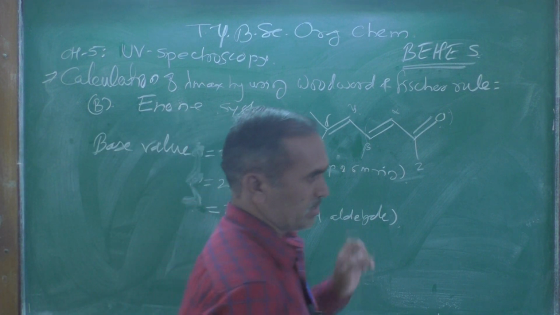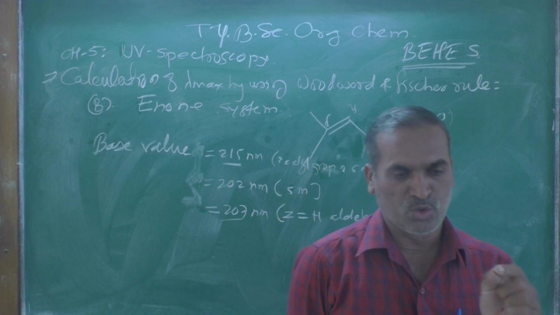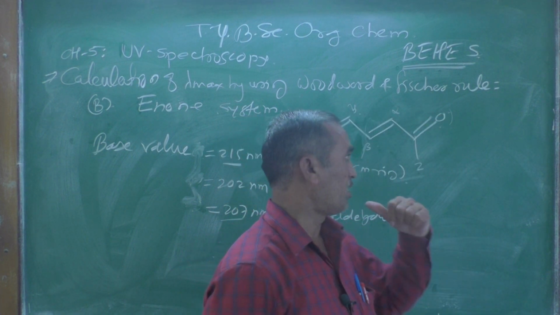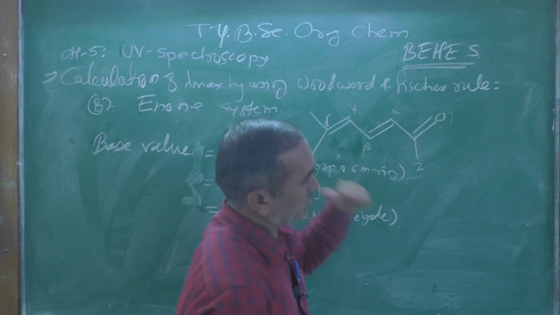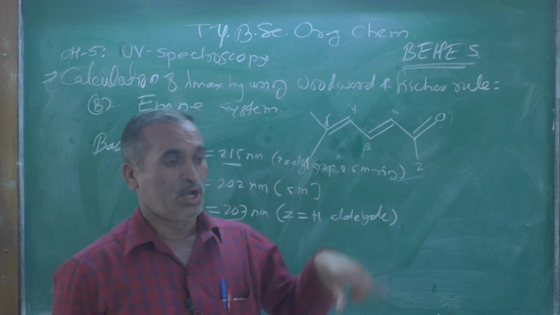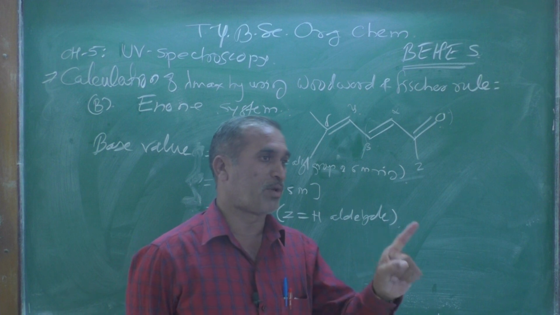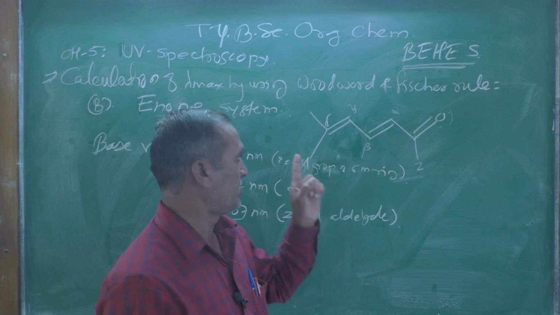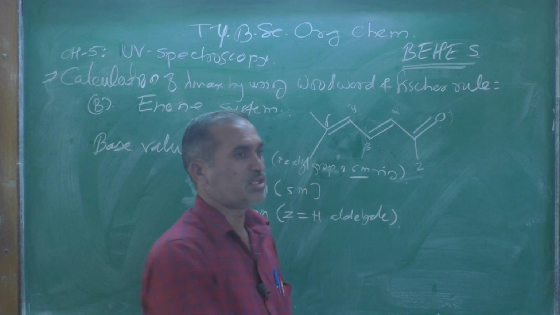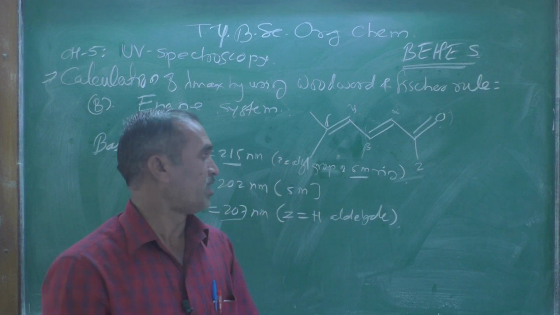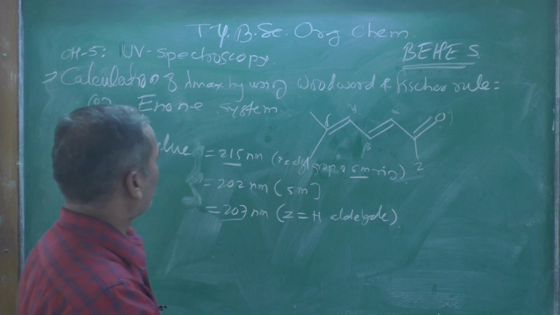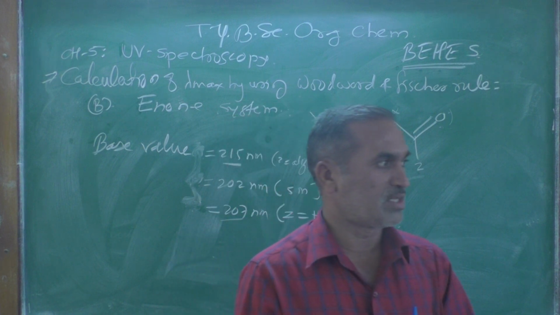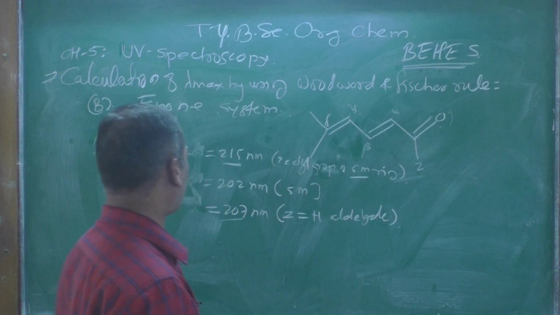If you remember, for a diene system there is only one base value, which is 215. Here also it is 215 nanometer when there is an alkyl group or ring residue. If a ring is present and that ring is a 6-membered ring, then you can take a base value of 250 nanometer in that example.